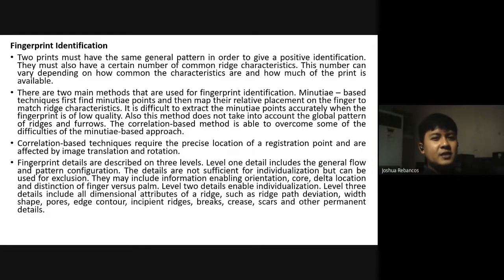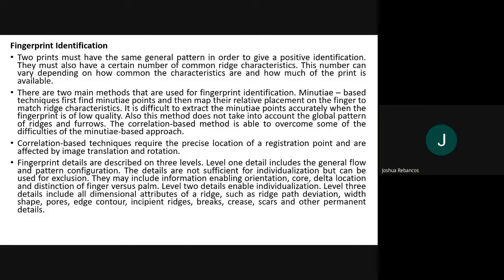Also, this method does not take into account the global pattern of ridge and furrows. The correlation-based method is able to overcome some of the difficulties of the minutiae-based approach. Correlation-based techniques require the precise location of a registration point and are affected by image translation and rotation. Yung correlation-based, kailangan talaga very accurate sila sa pagko-compare ng placement or positioning ng mga registered points. Example, yung delta and core.